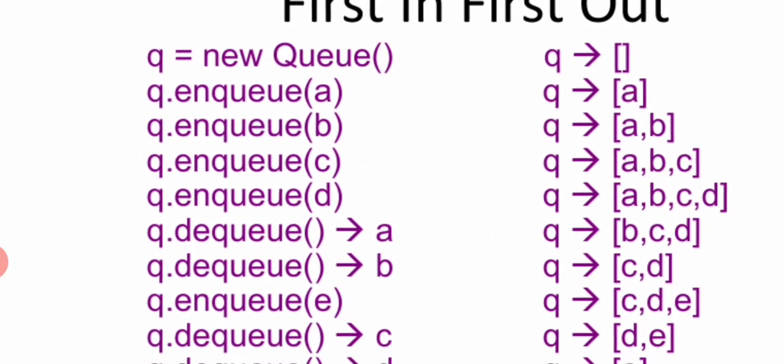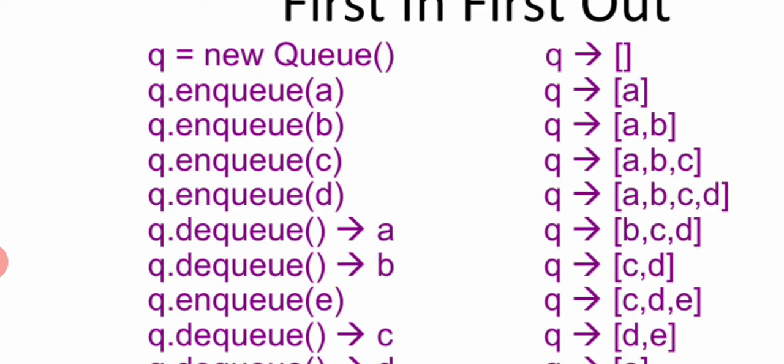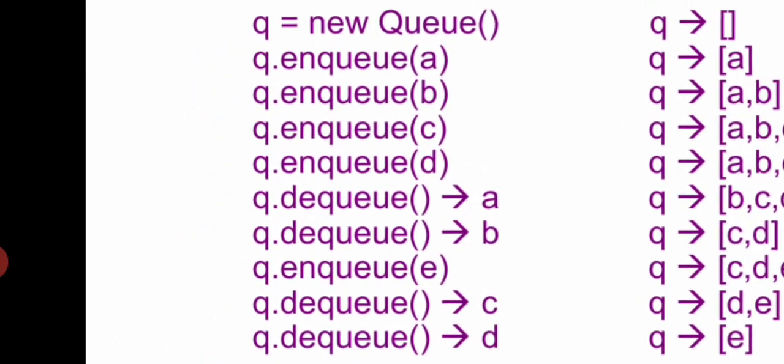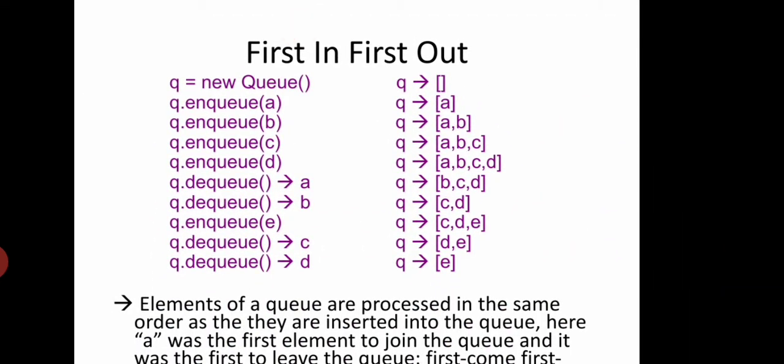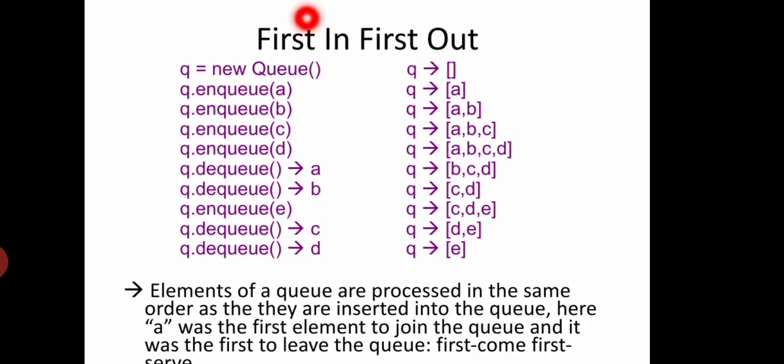q.NQ a means what? We are going to insert an element named a into the queue, small letter q. So what will be the status of the queue? You can see a small letter a is placed at q. Okay, the next is q.NQ b. We are going to insert an element named b into the q, so q gives a comma b.